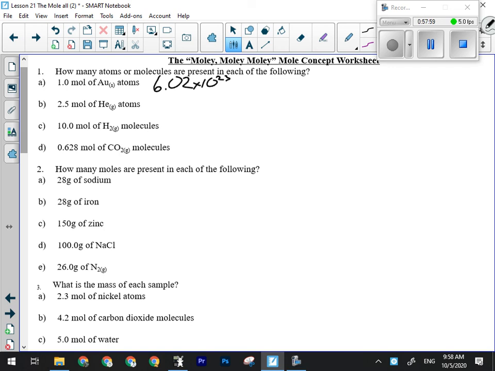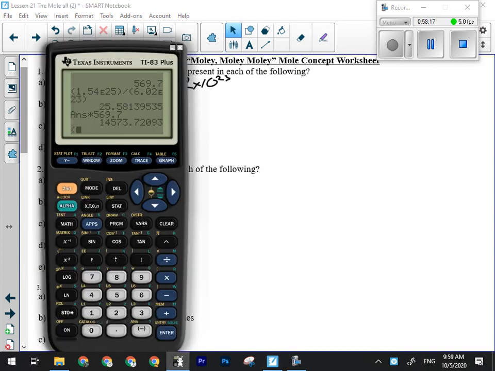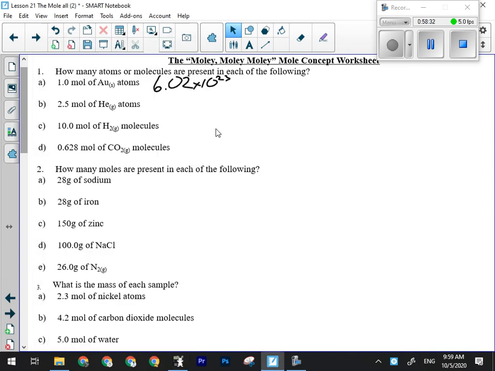Okay. How would I calculate B? Now I don't have 1 mole, I have 2.5 moles. Exactly. Times Avogadro's number by 2.5. Okay? So I would take 6.02 multiply it by 2.5. Okay, there's my answer. 1.51 times 10 to the 24. Okay, and that was atoms. Okay. Everybody follow me there.